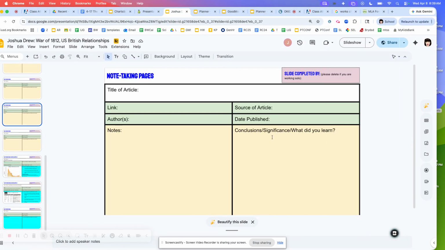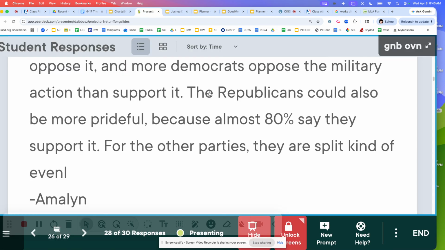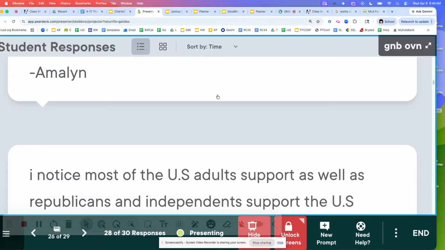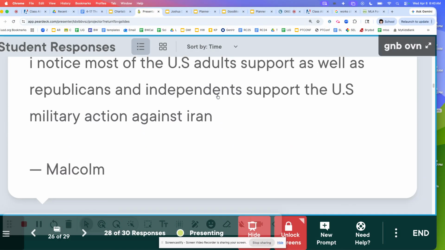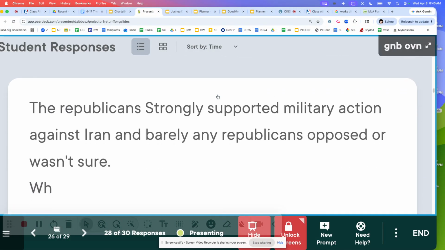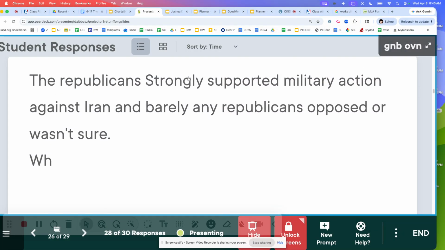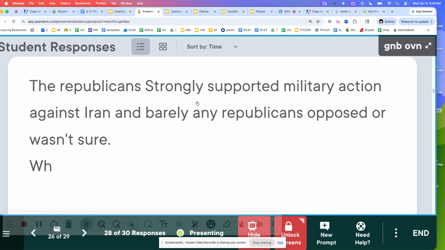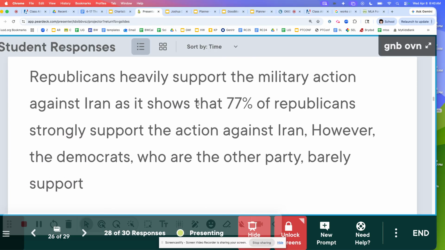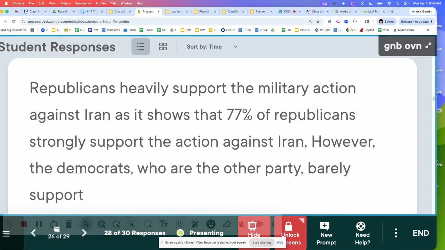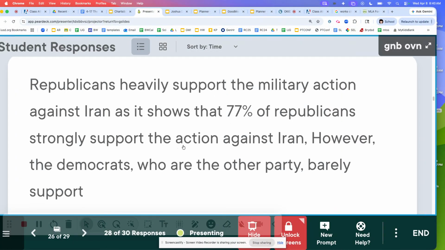This part, you guys remember this box? Some of you started writing in it, and some of you were like, I'm stuck, and left it blank. Great. And I said, don't worry, this is what the Wednesday lesson is for. I'm looking for things like 80% support it. Okay, Jackson, good start. Most people are going to do something like this: barely any Republicans opposed. That's true, barely. But how much is barely? So I'm looking for some numbers. This one's good: 77% of Republicans strongly support the action.